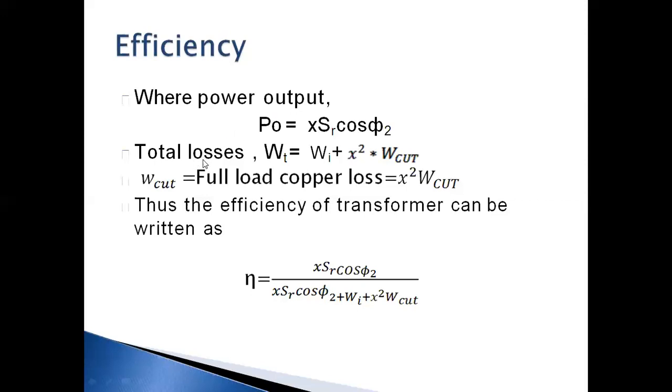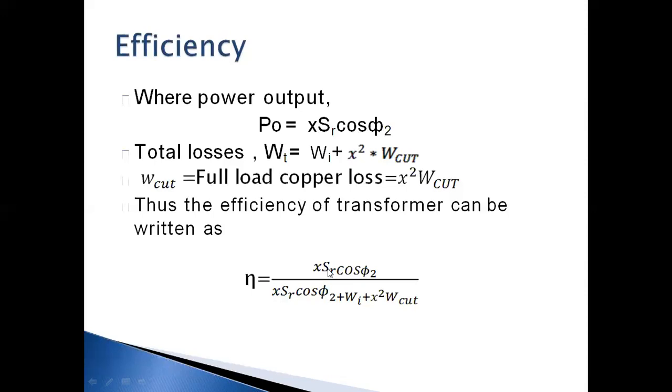So the total losses, WT: the iron loss will remain constant, and the copper loss will become x square into the full load copper loss, because copper loss is directly proportional to the square of the current. So the total copper loss is x square into W of copper loss, the full load copper loss. So the efficiency can be written with the output power as a fraction, because the current is now a fraction, that is x VI cos phi 2.